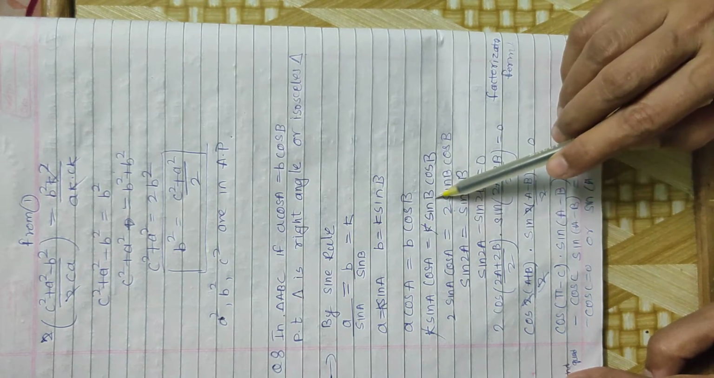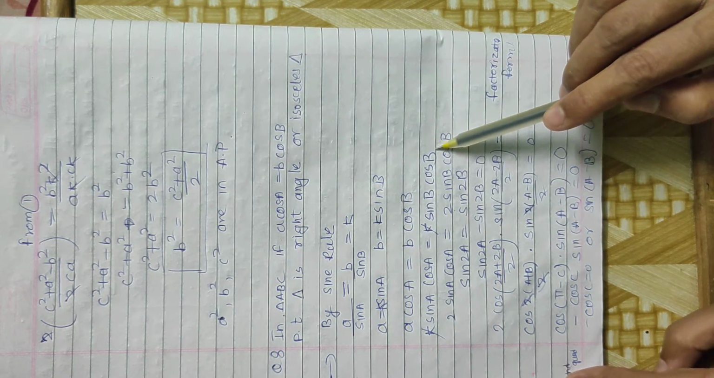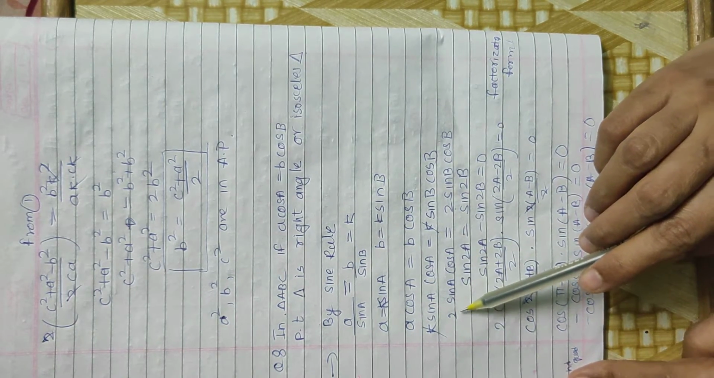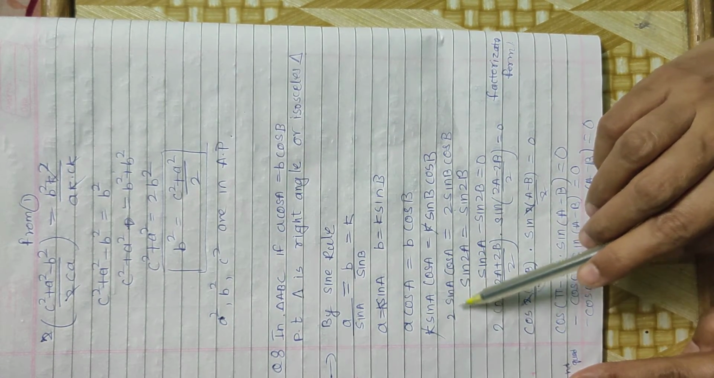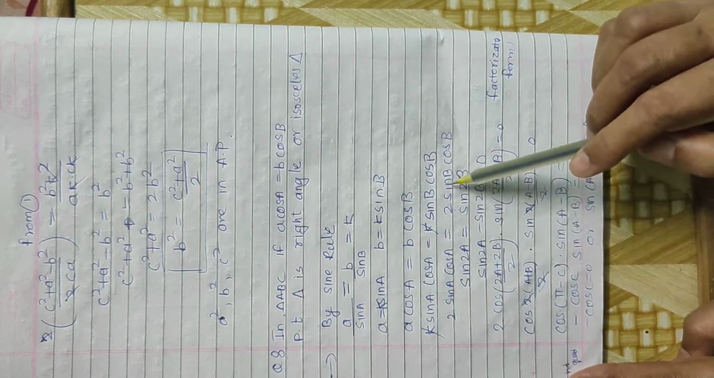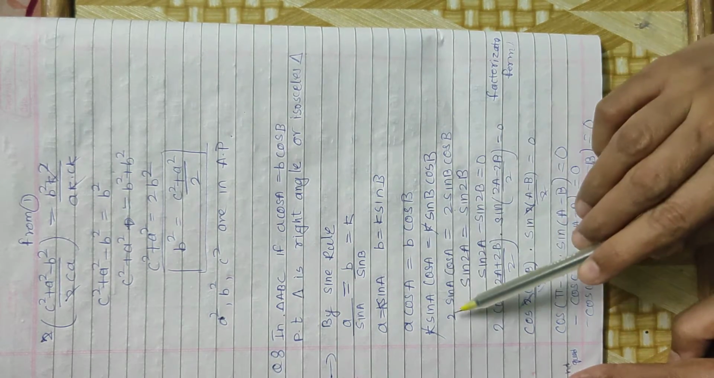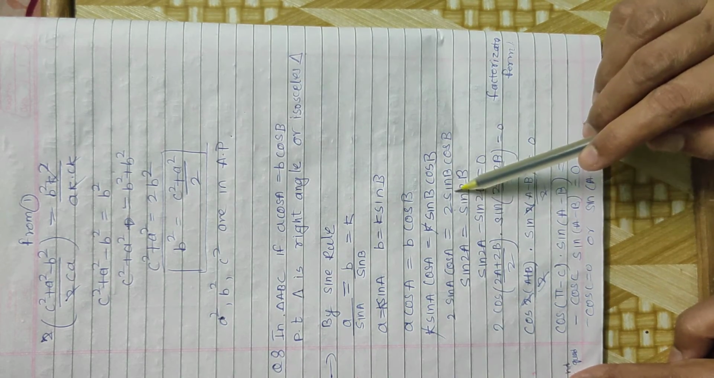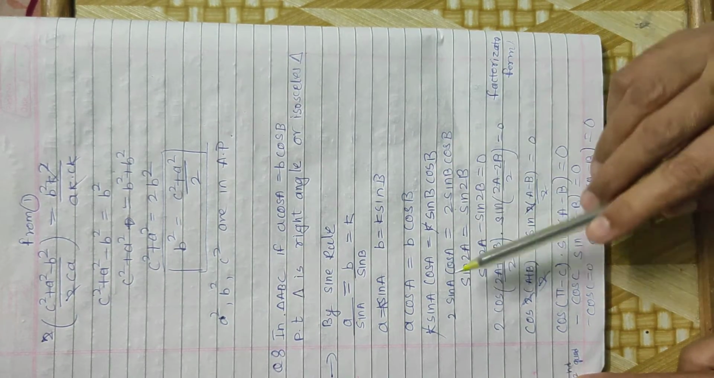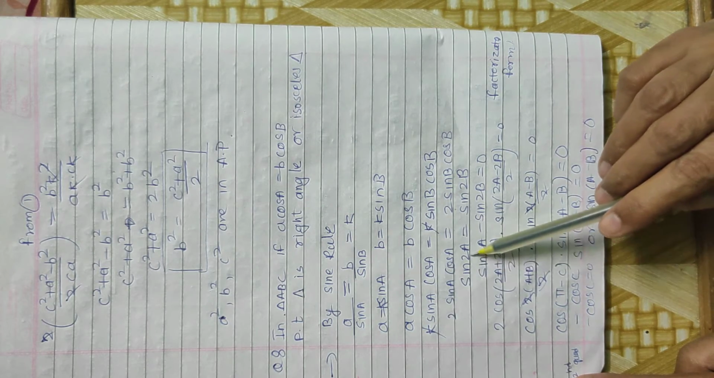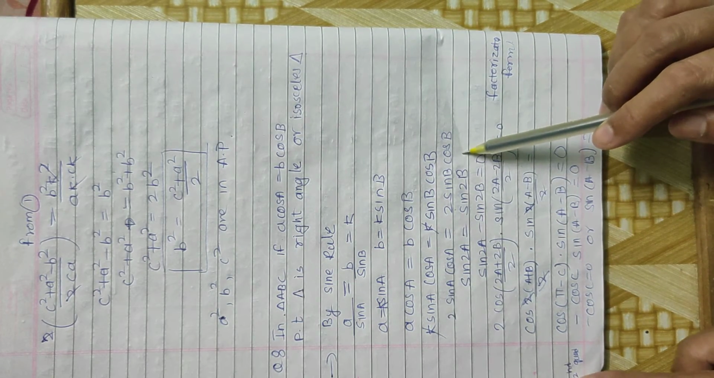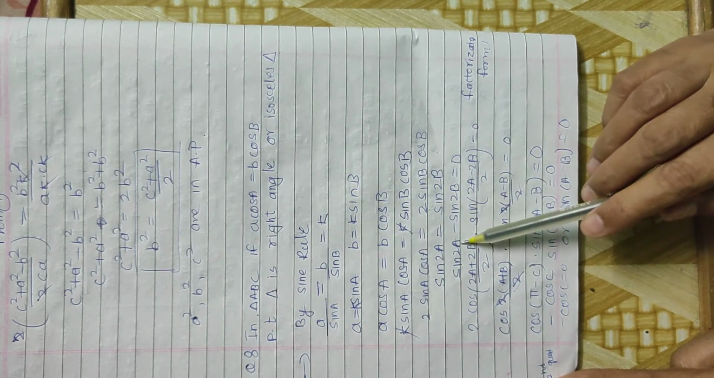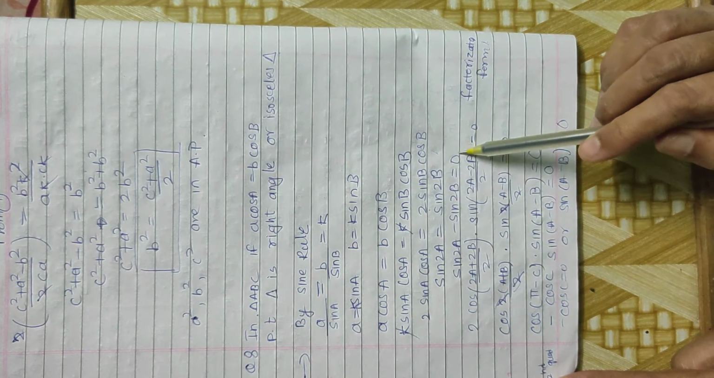K sine B into cos B. Now this K will get cancelled. Multiply both sides by 2, means 2 sine A cos A is equal to 2 sine B cos B. This is the formula for sine 2A and this is the formula for sine 2B. So sine 2A is equal to sine 2B. Now take this side: sine 2A minus sine 2B is equal to 0.